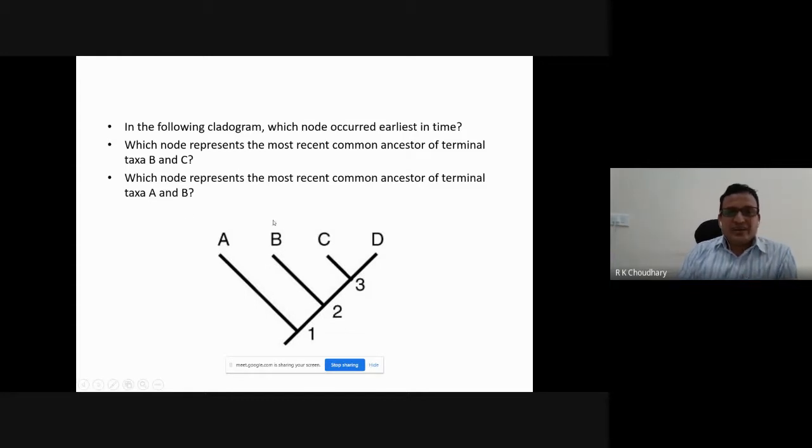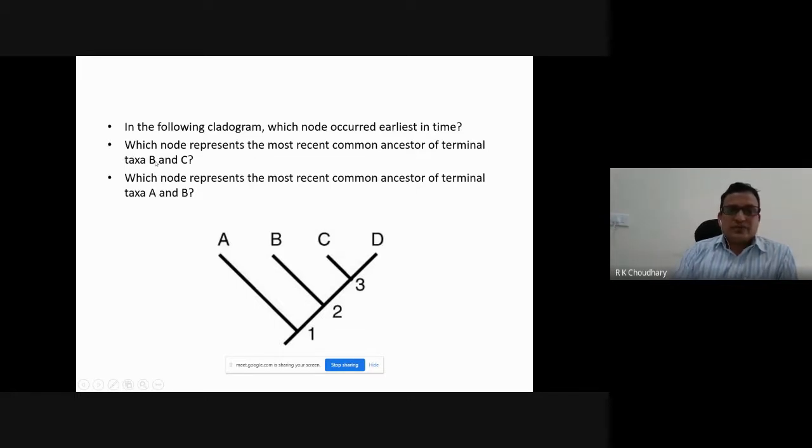In the following cladogram, the first question is: which node occurred earliest in time? This is what we call a node in a phylogenetic tree. This is node 1, node 2, node 3. So in the following cladogram, which node occurred earliest in time? You can see this node actually appeared earliest in time. So your answer would be node 1.